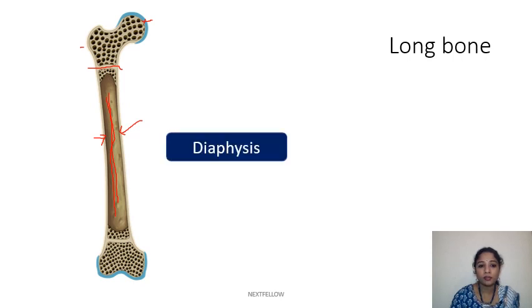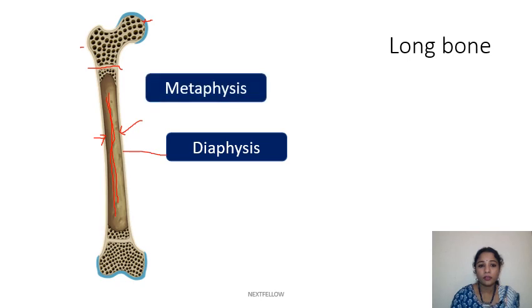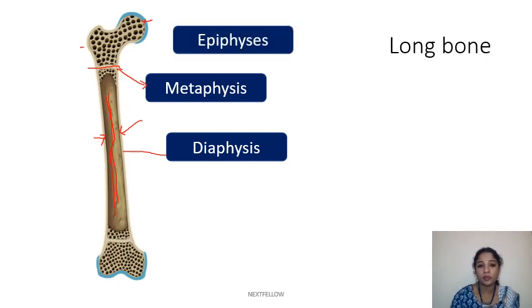So this is the diaphysis, metaphysis. Here we can see the metaphyseal plate, which is a junction between the diaphysis and epiphysis. And here is the proximal epiphysis, and here is the distal epiphysis.